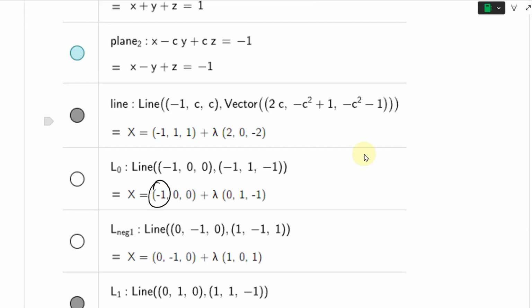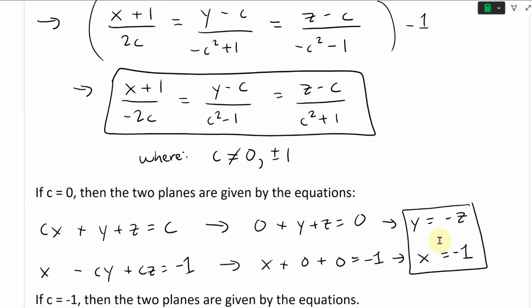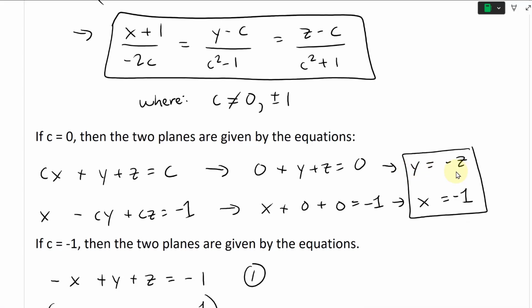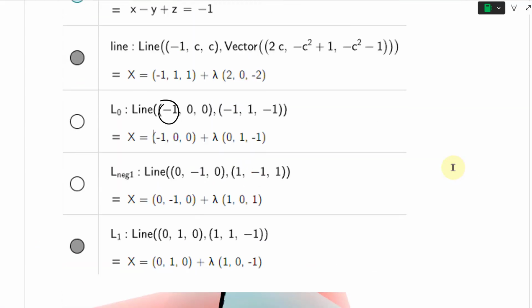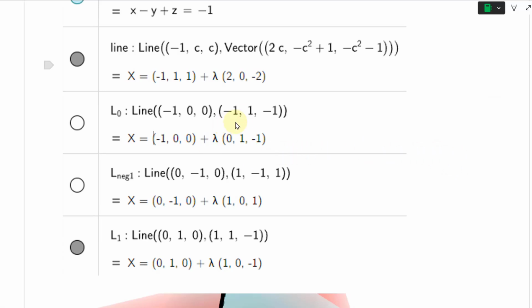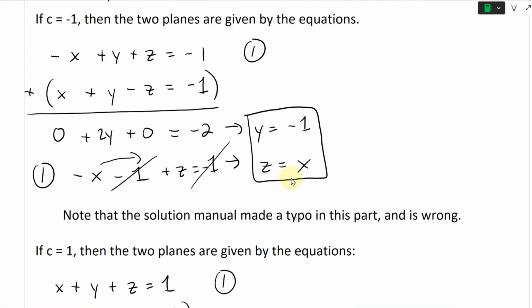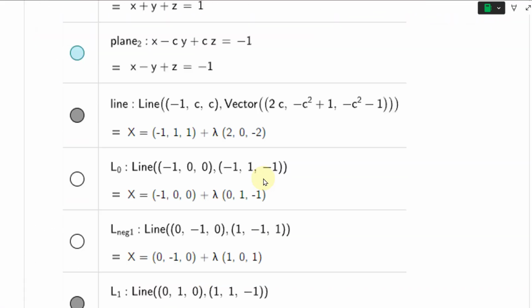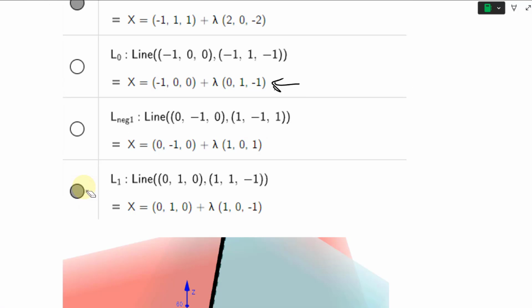So x is negative 1, a point right here. And then the next one is y, 0, 0. So if it's negative 1, I just put another point, 0 and 0. So if y is 0, z is equal to 0. So I just picked a point on there. And then I picked another point, negative 1, and I put 1 and negative 1. So I put 1 as y, negative 1 there. And it automatically calculates the vector equation of a line. And I did the same thing for this one and this one right here. Just put points in it, and it automatically solves it.